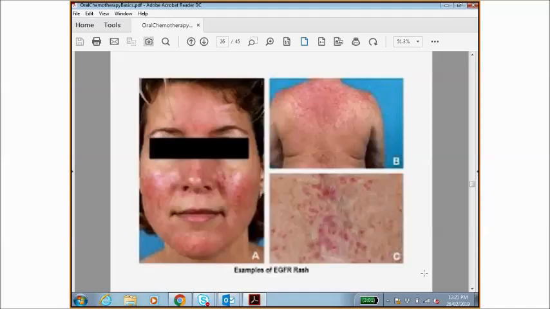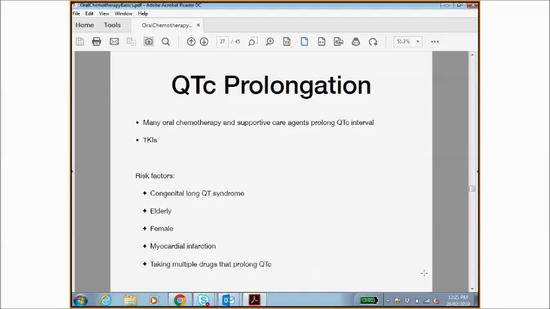So there's, again, what it looks like, and people can feel quite self-conscious if they have it. Plus, it can be very uncomfortable.